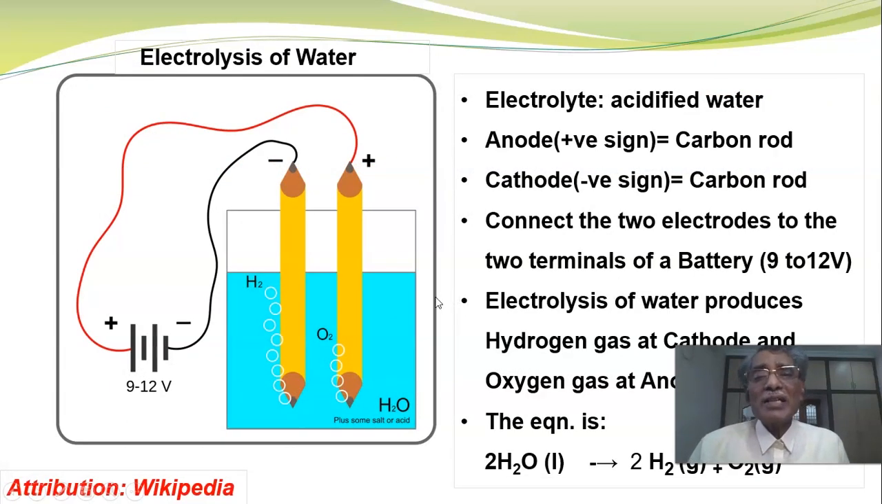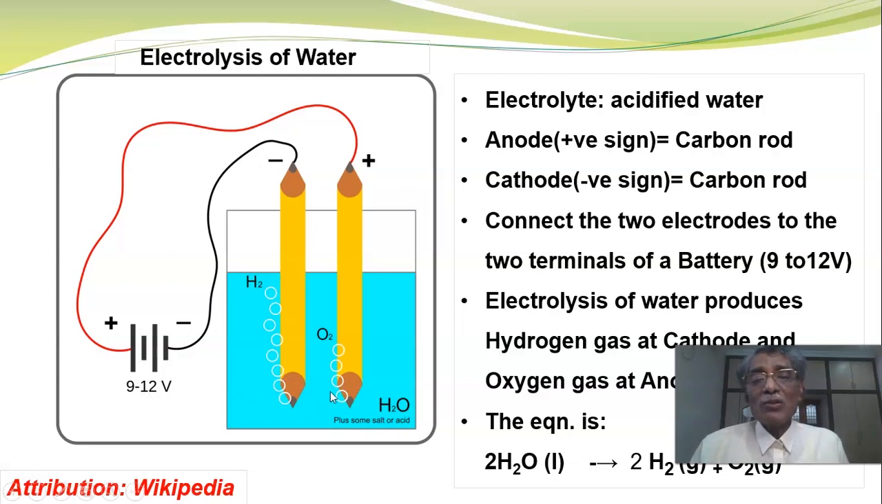Now let us understand this simple experiment. Take acidified water in a beaker. Acidified water means add a few drops of sulfuric acid to water. Insert in it two electrodes, carbon rods as electrodes, both anode and cathode. Positive polarity electrode is called anode and negative polarity electrode is called cathode. Connect these two electrodes to a battery of 9 to 12 volts.